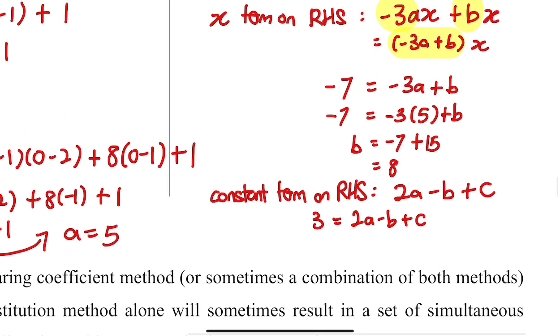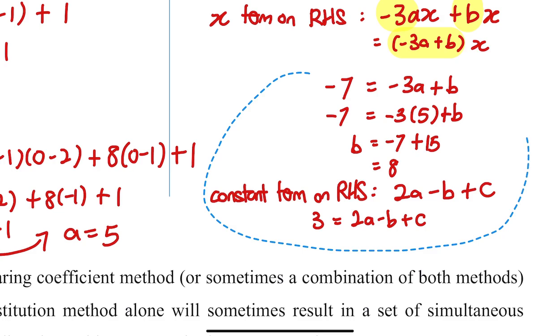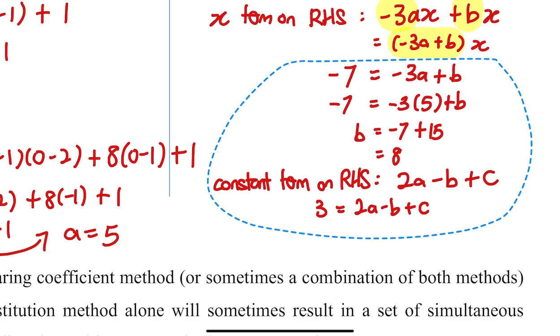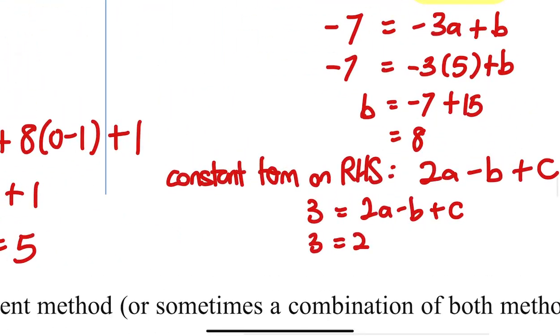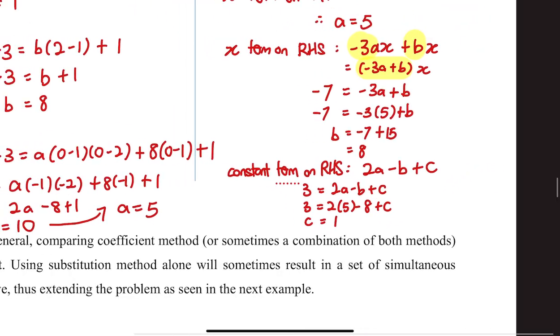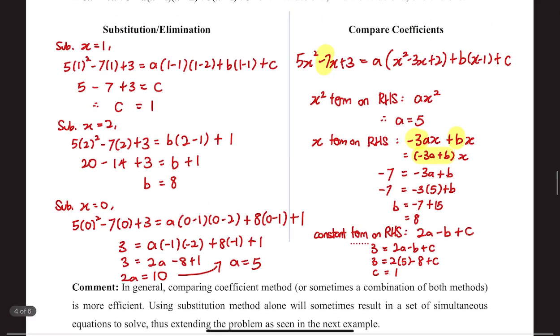Then I substitute my a, b, c values that I found earlier. So over here, this means that 3 is equal to 2 times 5 minus 8 plus c. You can therefore work out c to be equal to 1. And therefore, you can also get the same answers as the left side over here.